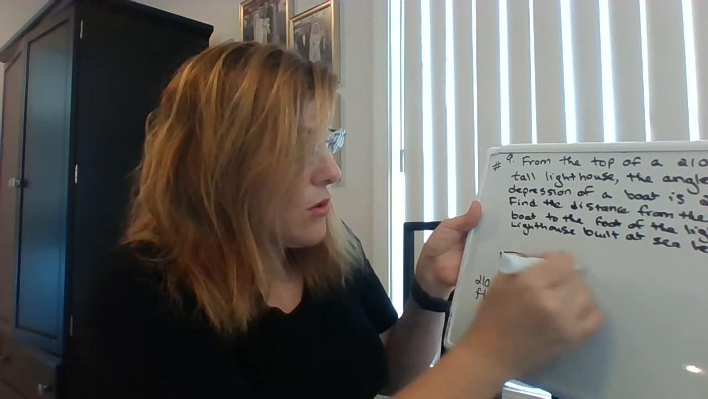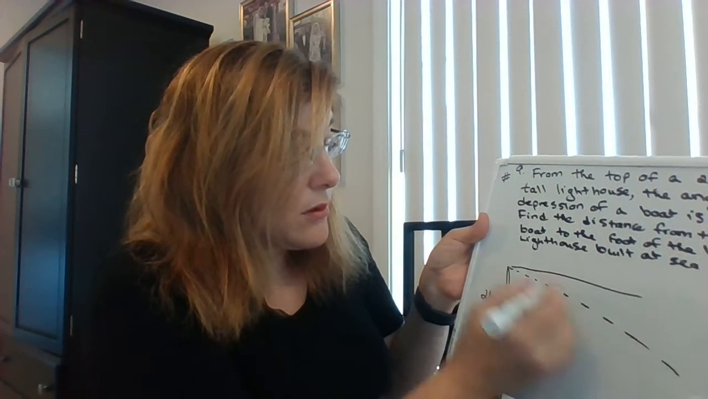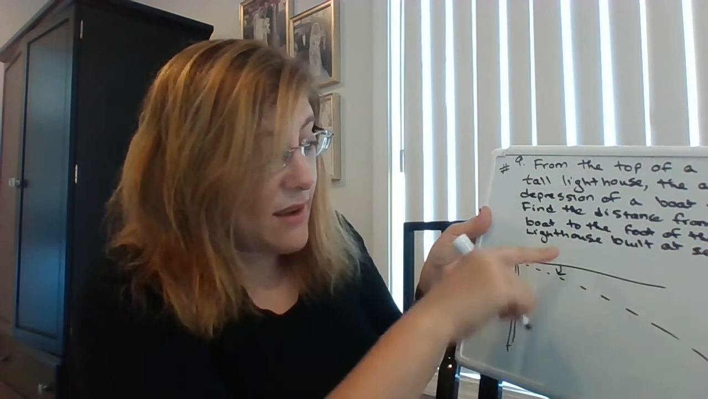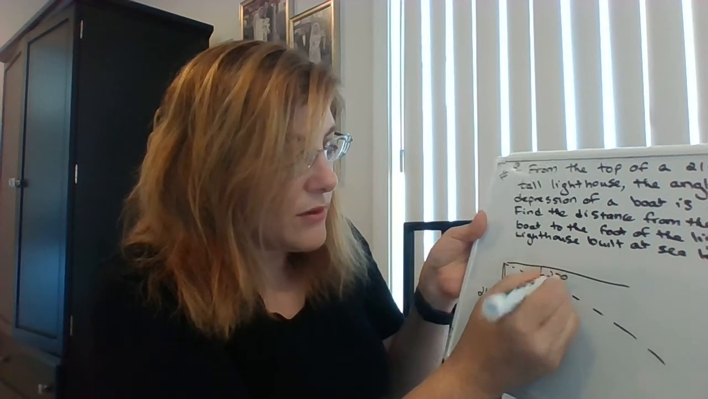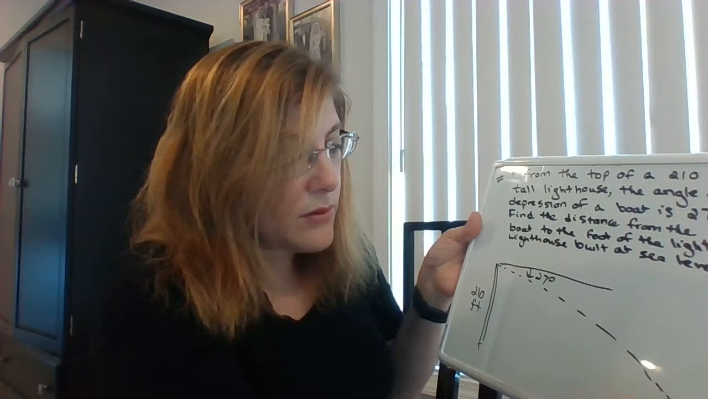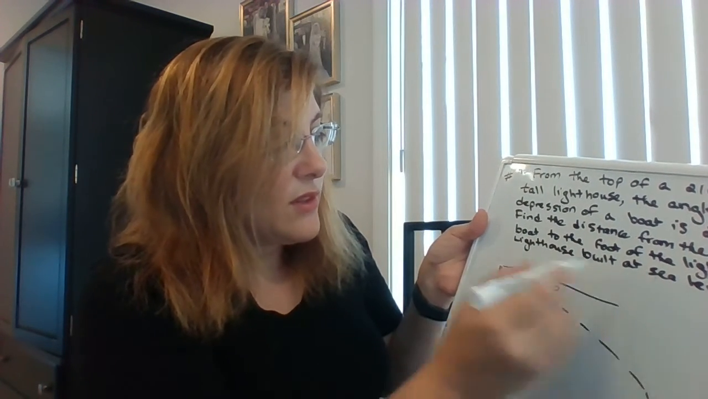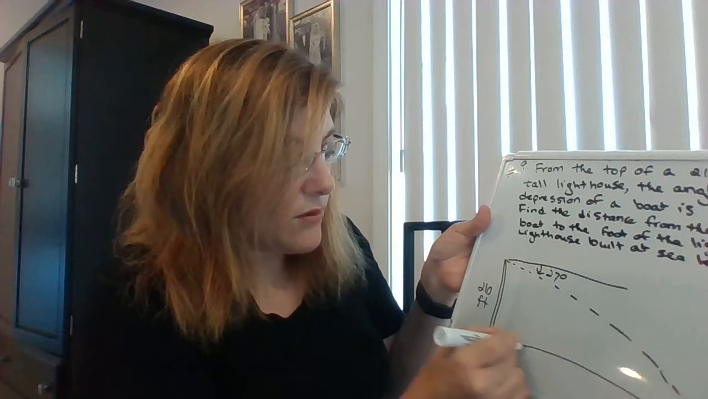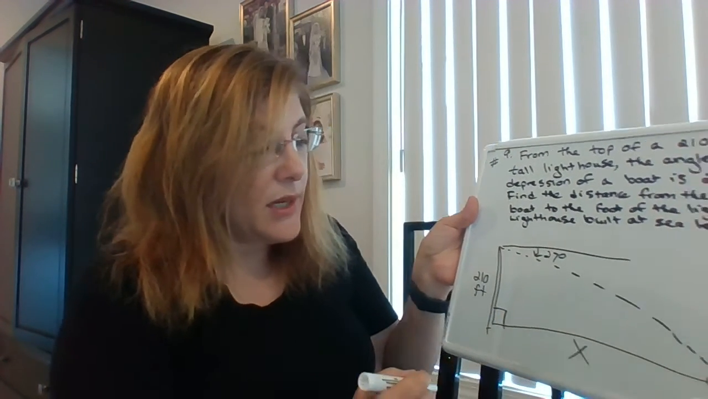Angle of depression is always down from the horizontal. So see, it's down from the horizontal. The angle of depression of a boat is 27 degrees. And here's our little boat. Find the distance from the boat to the foot of the lighthouse built at sea level. That's what we need. Here's our right angle.